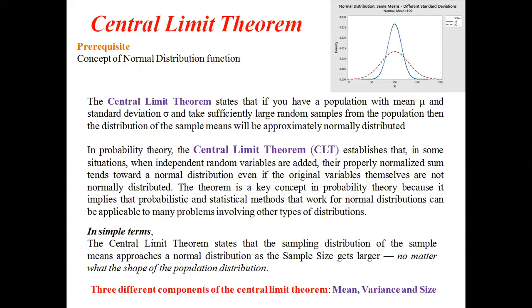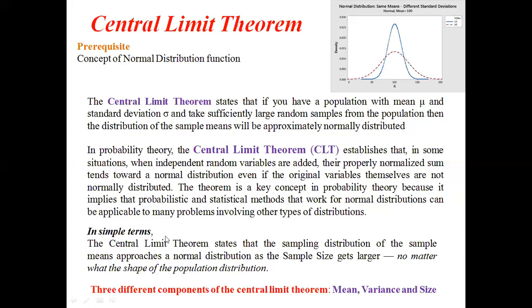Let us discuss the central limit theorem and define the central limit theorem now. The central limit theorem states that if you have a population with mean mu and standard deviation sigma and take sufficiently large number of samples from the population, then the distribution of sample means will be approximately normally distributed. That is what we have discussed right now.